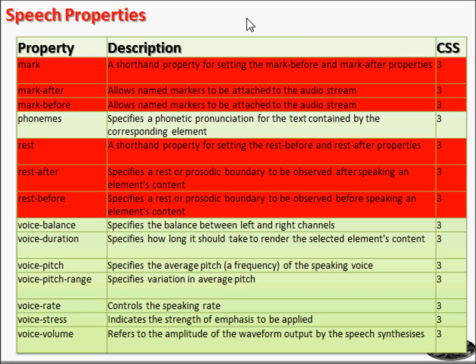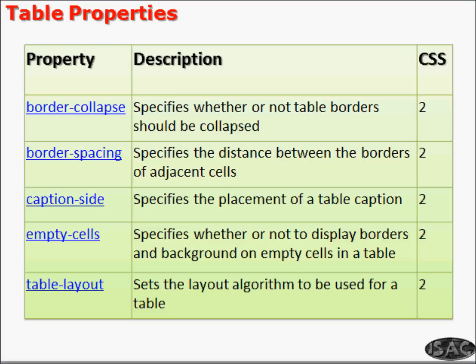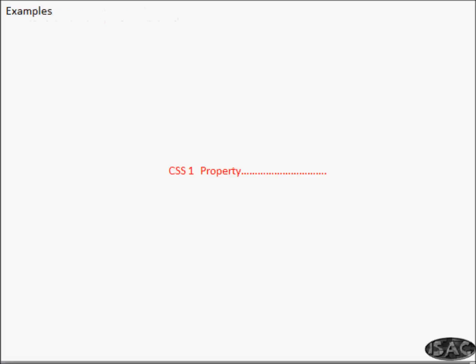There are some speech-related properties, but they are still not implemented by any of the browsers. Table properties like border collapse: if you want to merge the border with the outer border or inner border. Caption side: whether you want the caption on the top or bottom. Then empty cells and table layout. These are all the old properties of tables.